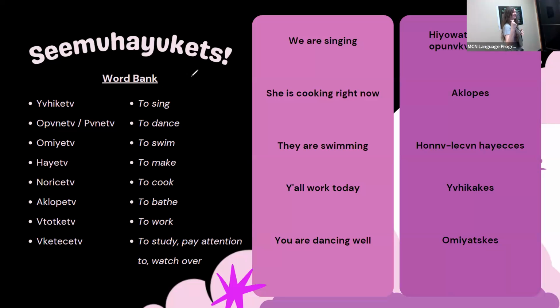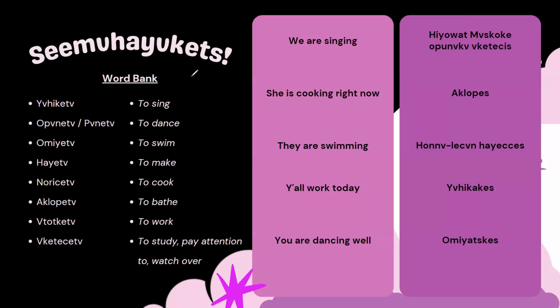Omeida. Omegida. That means to swim. Haida. That means to make. Noflagida. Aglobida. Adolgida. And last but not least, Agidigida. It means to study or pay attention to or watch over.